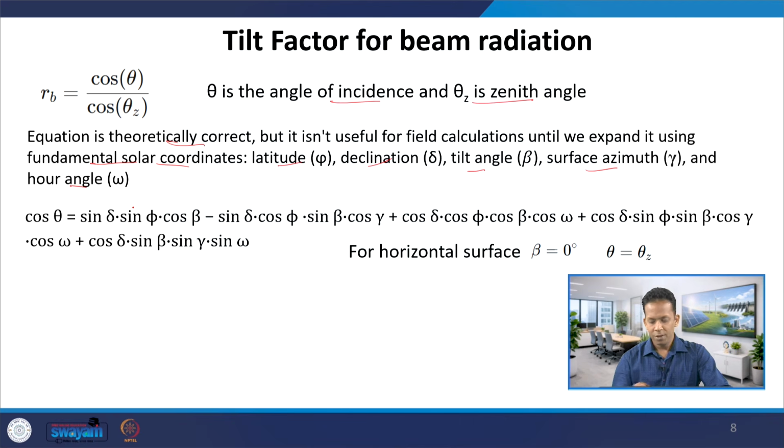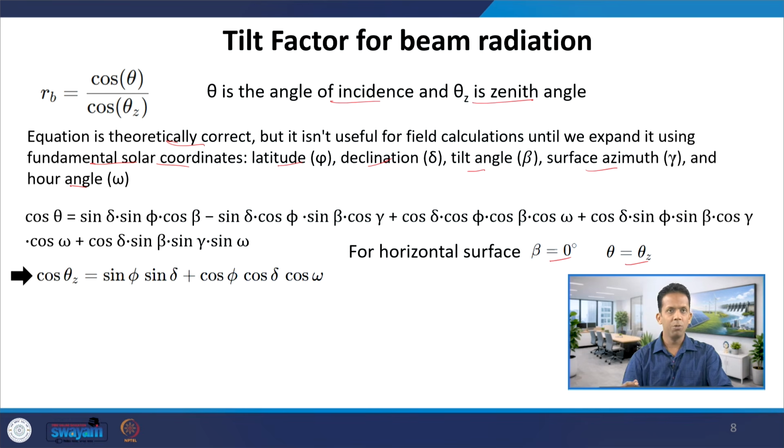So, using that expanded formula of cos theta, for a horizontal surface, beta is 0 and theta is equal to theta z. So, cos theta is actually equal to cos theta z for a horizontal surface. When we substitute beta equal to 0, the sin beta terms cancel out, the cos beta terms turn out to be 1, and then it can be reduced to this short form. That is cos theta z.